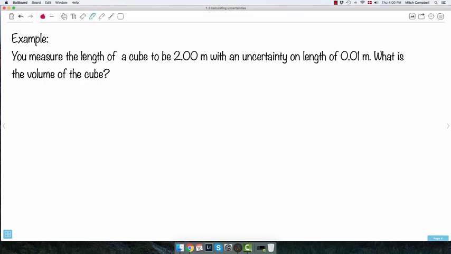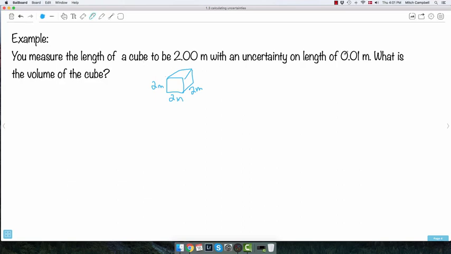So you measure the length of a cube. In this case, remember what a cube looks like. A cube looks like this, right? It's going to be a nice cube, well, I'm not a lousy artist, but we'll see here. This is a cube, and we have the length of the cube to be 2 meters. So this is 2 meters here, but so is this, because it's a cube, right? It's got the same length, width, height.